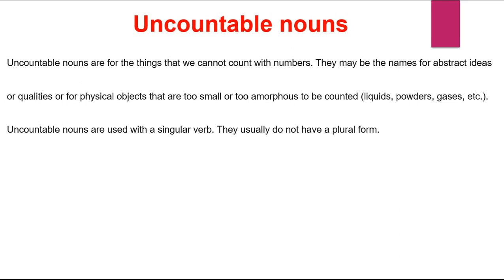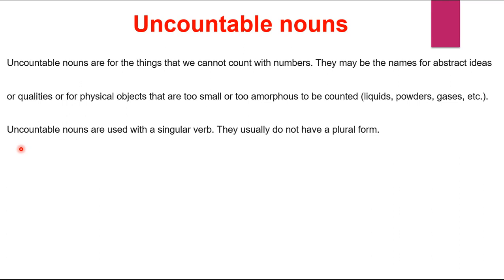Qualities or physical objects that are too small to be counted, like liquids, powder, gas, etc. Uncountable nouns are used with a singular verb. They usually do not have the plural form. So in short, they are qualities or physical objects too small to be counted. So they cannot be counted at all. Please note this. This is a very important point that you need to know: abstract ideas, qualities, physical objects too small to be counted.